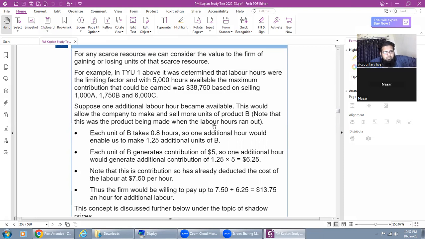Note that this is the contribution, so it has already subtracted the labor cost, the original cost of 7.5 per hour. Thus, the firm would be willing to pay up to 7.5 plus 6.25, that is 13.75, for an additional hour.